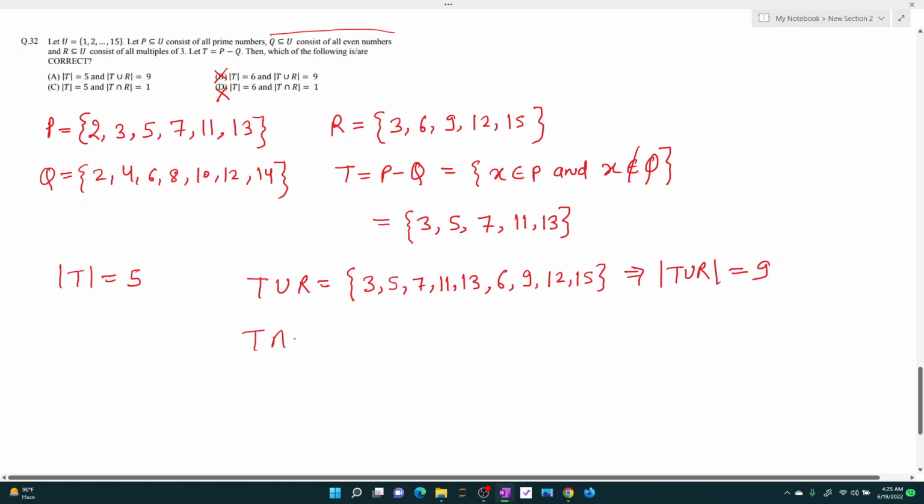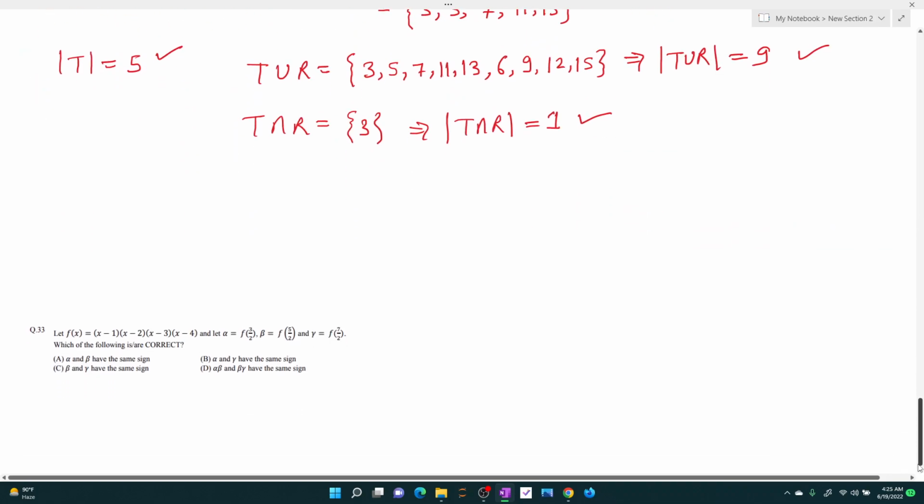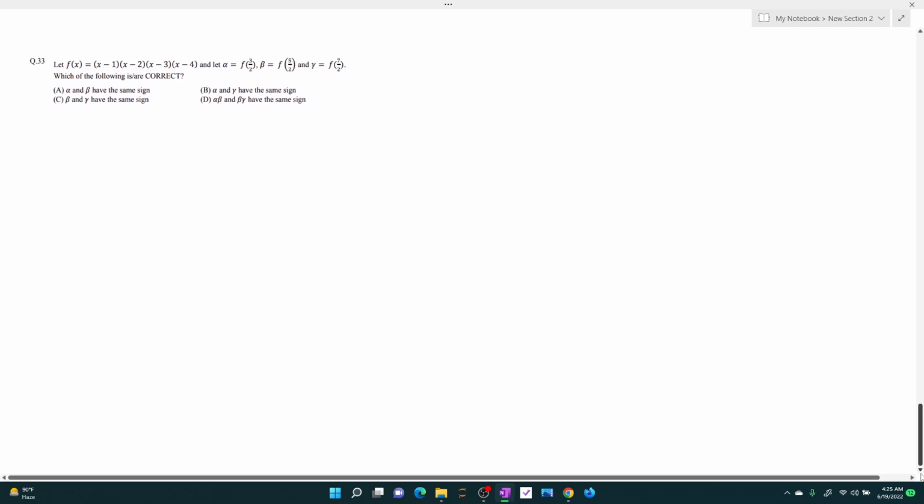Similarly, T intersection R will only talk about the common values. So in T and R, I can only find 3 as the common value. So this implies the number of elements in T intersection R is nothing but 1, right? This is correct. T union R is 9 and the number of elements in T is 5. So both option A and C are correct here, right? Okay, so let's move to the next one. Question number 33, which is the last question for this video, right?